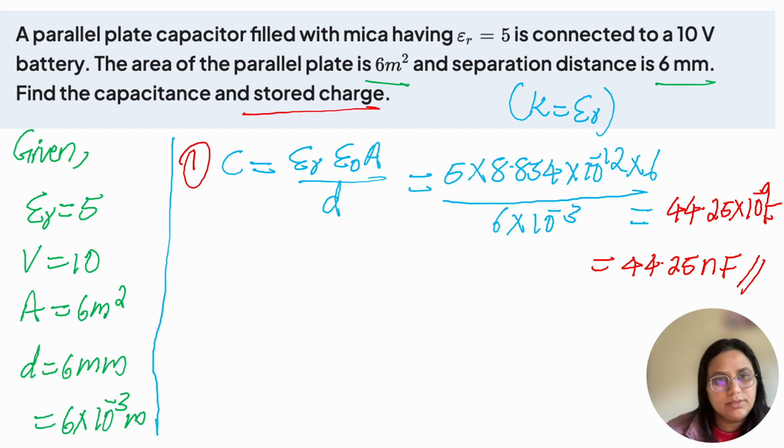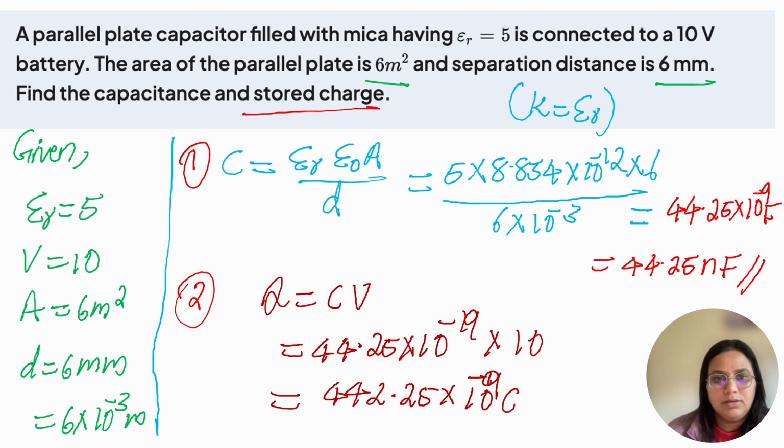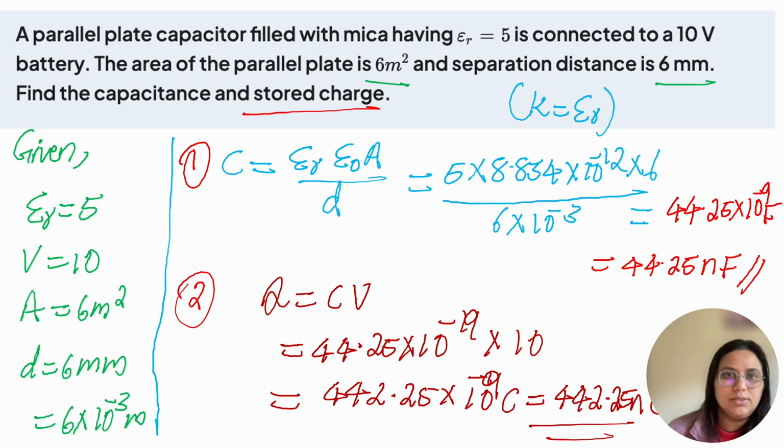Now the stored charge, second part. So the stored charge is how much? Q is equal to C into V. So what do you get? 44.25 into 10 power of minus 9 into 10. So you get 442.25 into 10 power of minus 9 coulomb, or 442.25 nano coulomb. That is the stored charge.